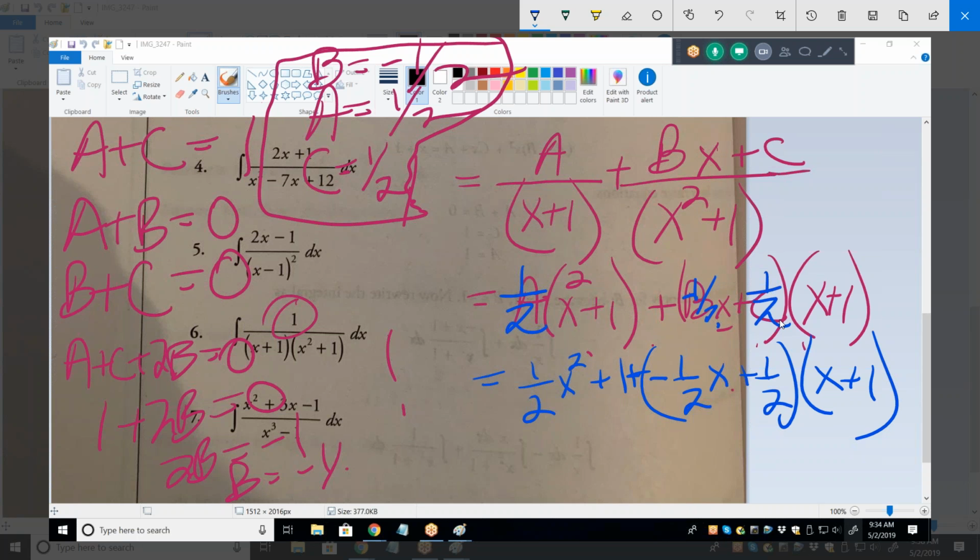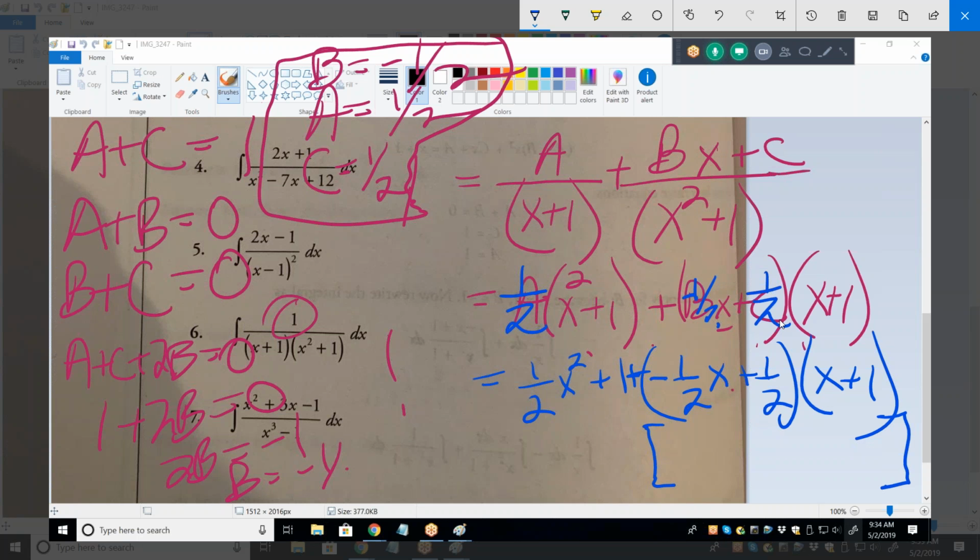Is that going to get rid of my x squared? I don't see it. Oh, maybe. Yeah, it might be. We've got to multiply. Got to FOIL these two. So when I FOIL, what do I get when I FOIL those?